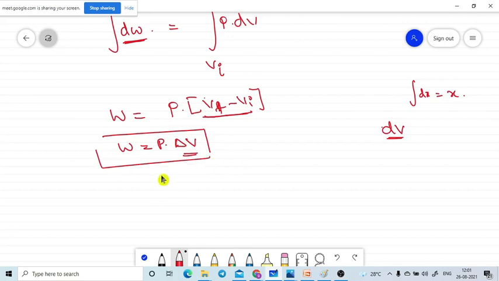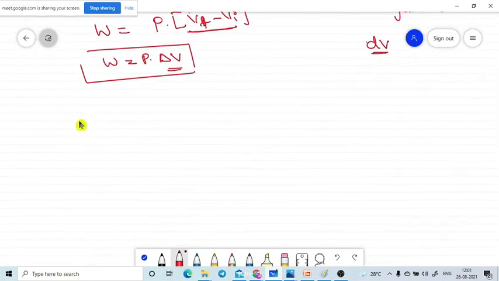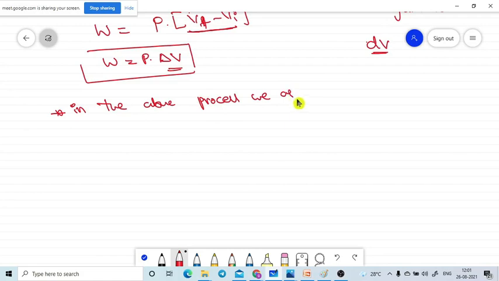But one thing you need to take care about here. In this complete process, we assume that pressure is constant. In the above process, it is very, very important that we assume P is constant. That's why we are not integrating this term. P is a constant, that's why we are keeping it outside. That is very, very important.